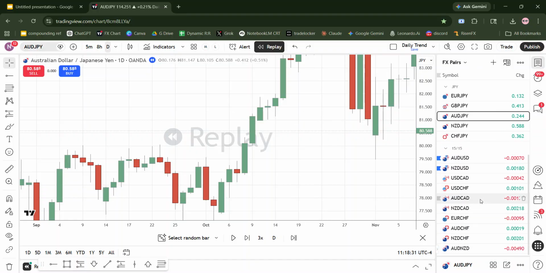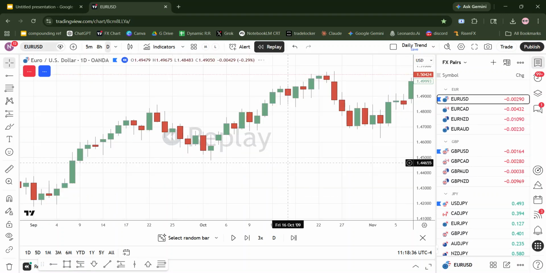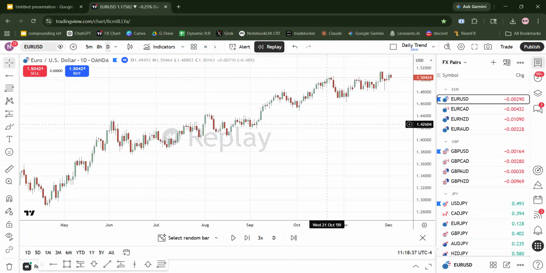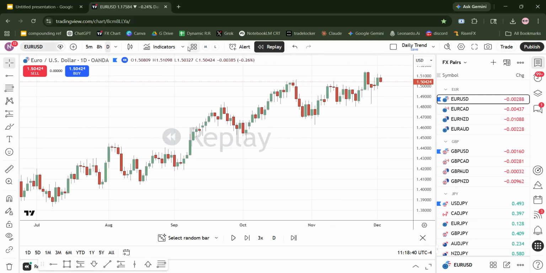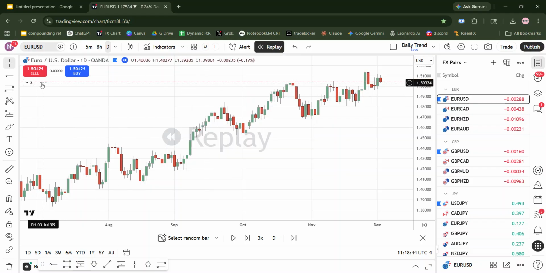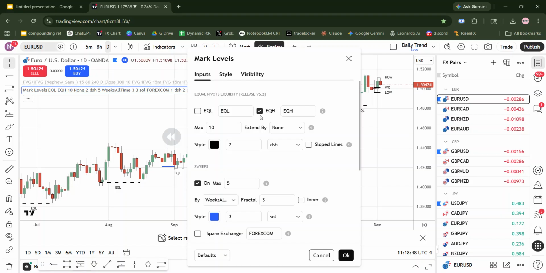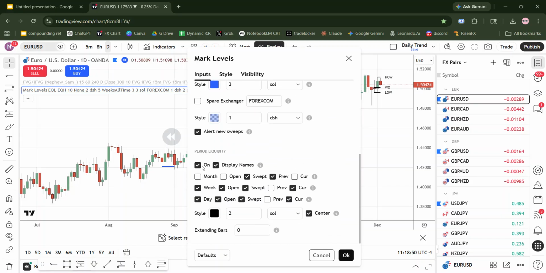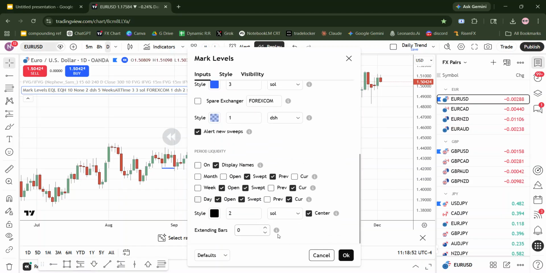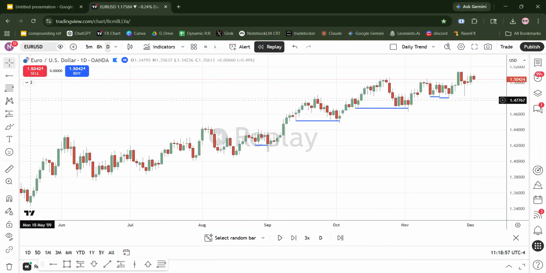So let's just do euro dollar. Why not? The most traded pair out there, the most liquid pair at least. All right, so we'll bring our indicators back up. Don't need the equal lows for that. I'm not going to worry about this stuff either. Just doing sweeps. And then let's find a random bar.